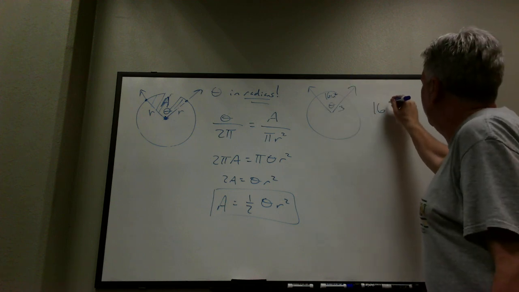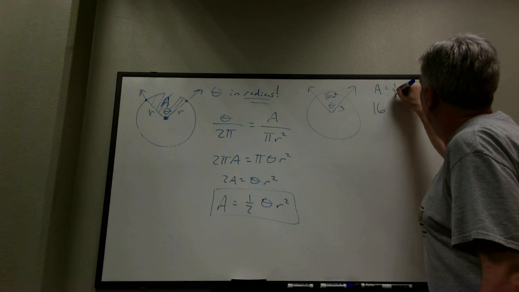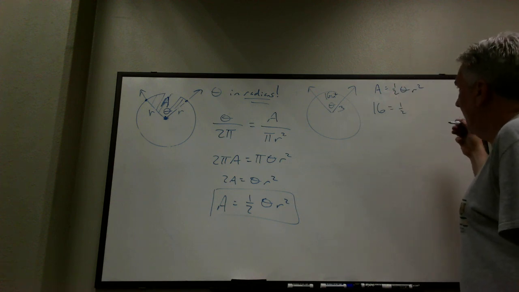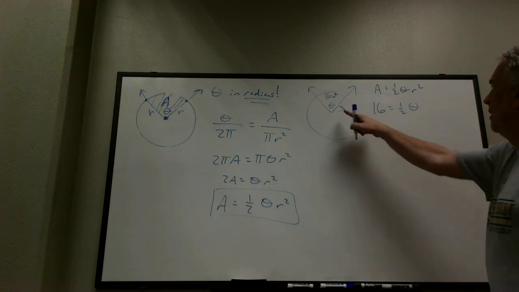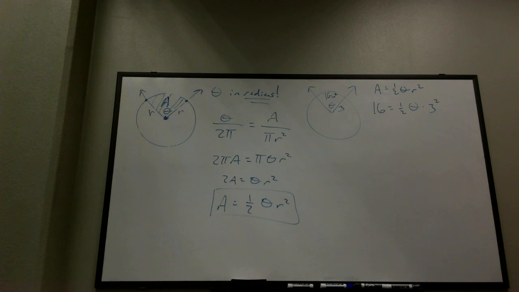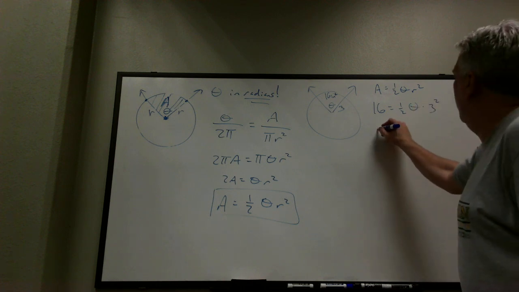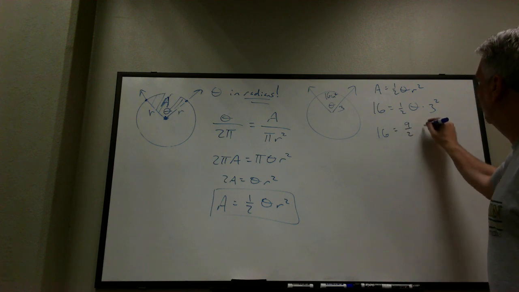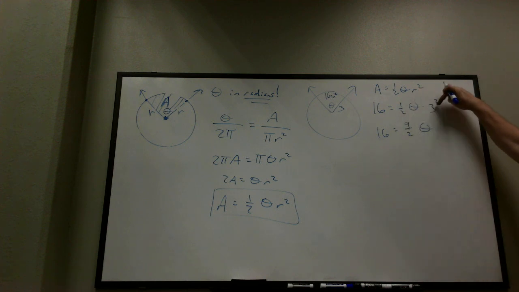So 16, let me write the formula. Area is 1/2 theta r squared. So the area is 16, a half is a half. Theta we don't know. The radius is 3, so that's times 3 squared. So if I simplify the right-hand side, 3 squared is 9. 9 times a half is 9 halves. No problem, right? That's 9 times a half. That's 9 halves. Now, how do you solve for theta?